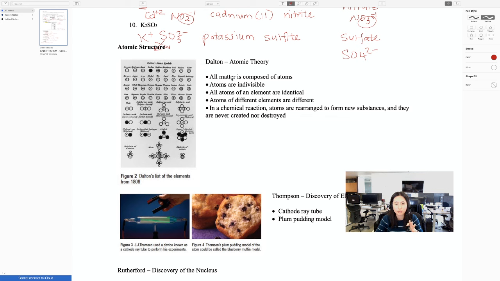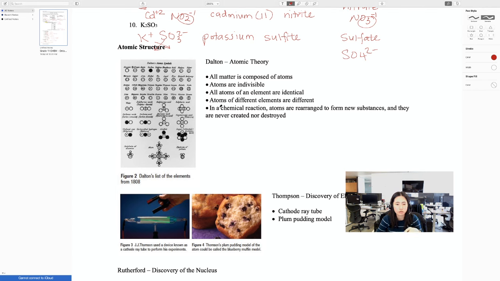He's saying that matter is composed of atoms, and these atoms are indivisible, meaning you can't really destroy them further, right? So these atoms, if they're within an element, they're all identical. However, if the atoms are of different elements, so say for example, you're looking at oxygen and you're looking at hydrogen, right? The atoms composing oxygen versus the atoms composing hydrogen are going to be different, right? Because they're different elements. So that's what he was saying for this point. Atoms of different elements are different.